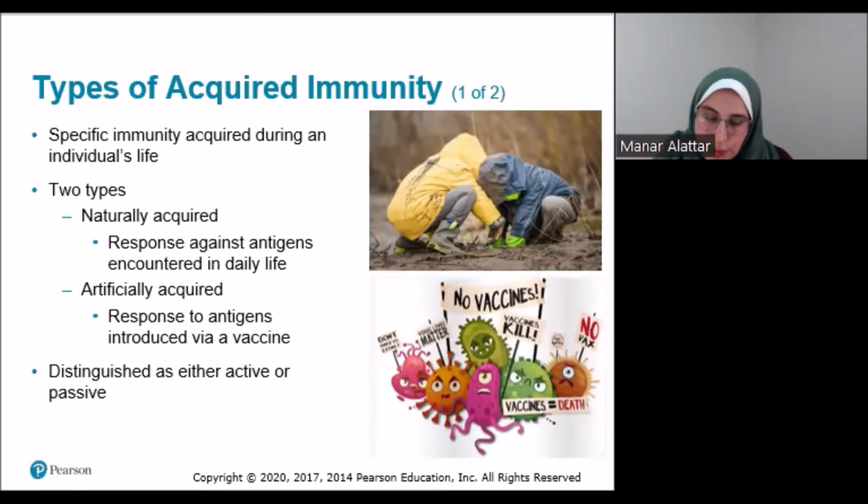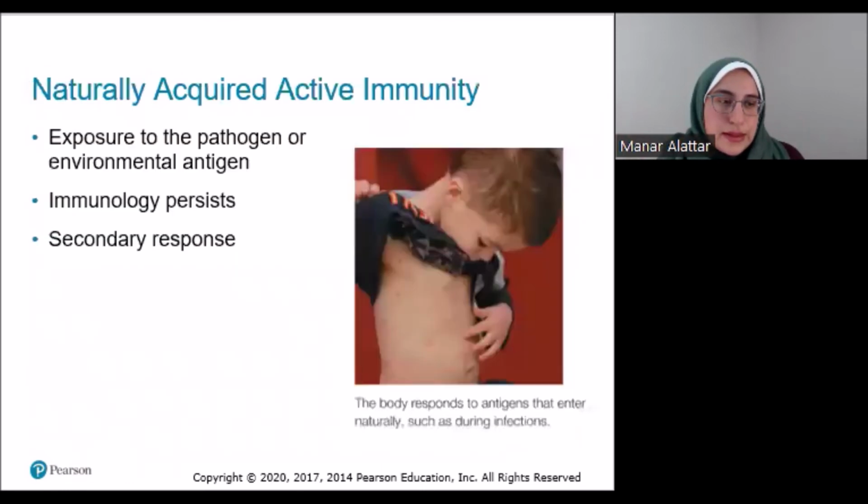There are 2 different ways that we can acquire immunity: natural acquisition, which is part of what we discussed already, as well as artificial acquisition. And then within that, there are subcategories, whether that's active or passive. So we're going to talk about those 4 categories of acquired immunity next.